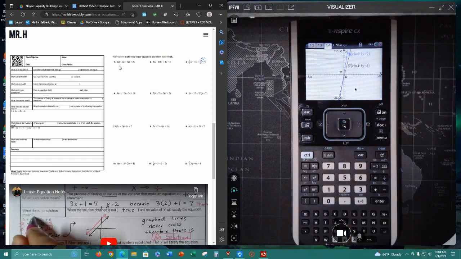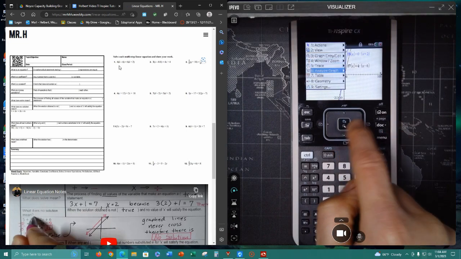So what I tell the students is once we can see the point of intersection, we're going to hit menu. We're going to go down to analyze graph.